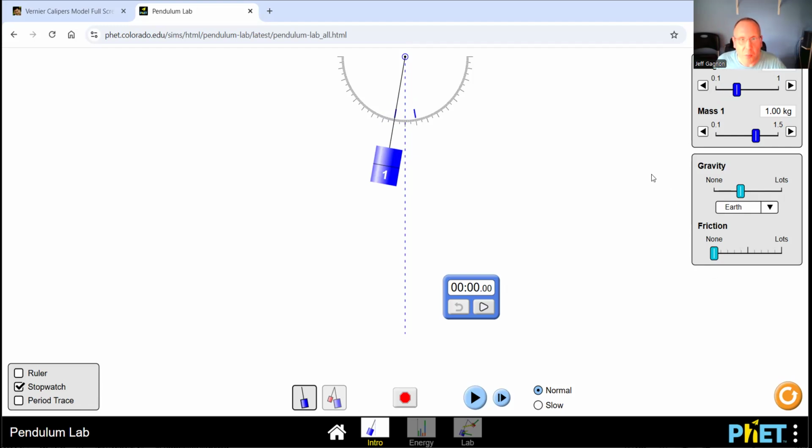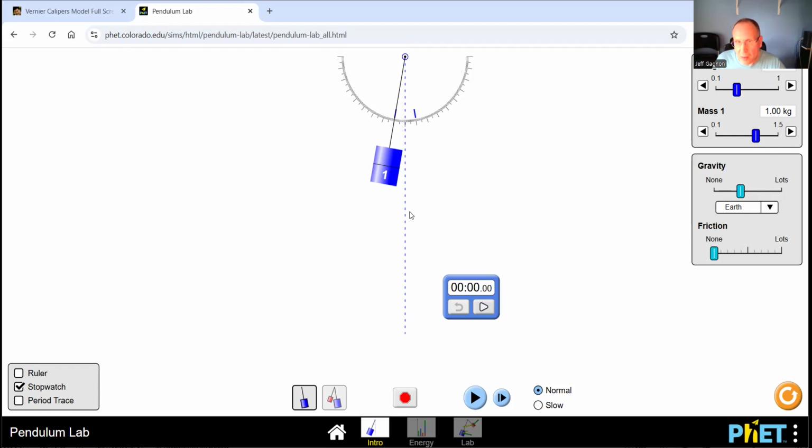All right, so what we need to do is find the time for 5 oscillations. To do that, I have a stopwatch here. If it's not there, you can just click on stopwatch. By the way, there was a ruler that came up initially. We don't really need the ruler, so I'll just get rid of it.